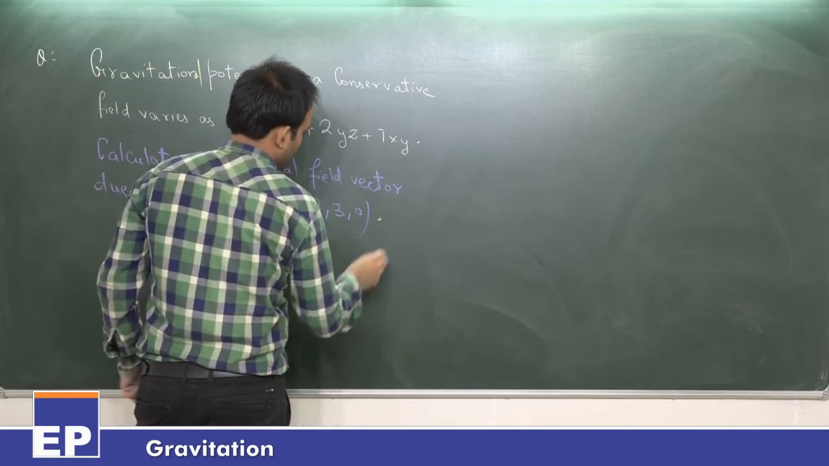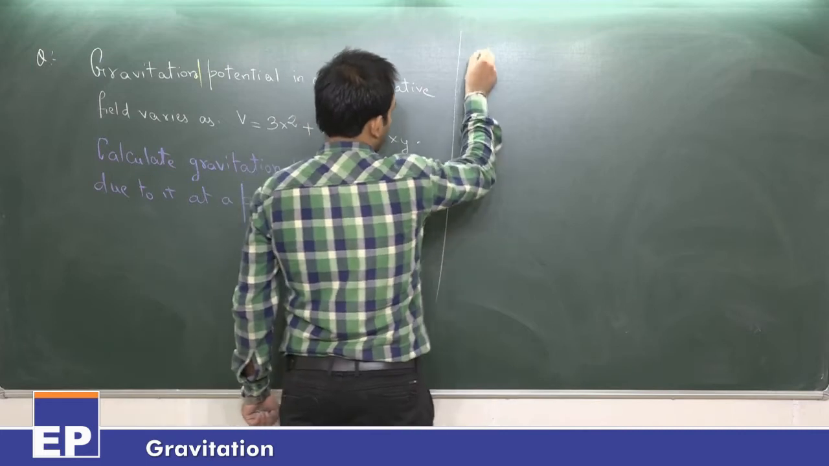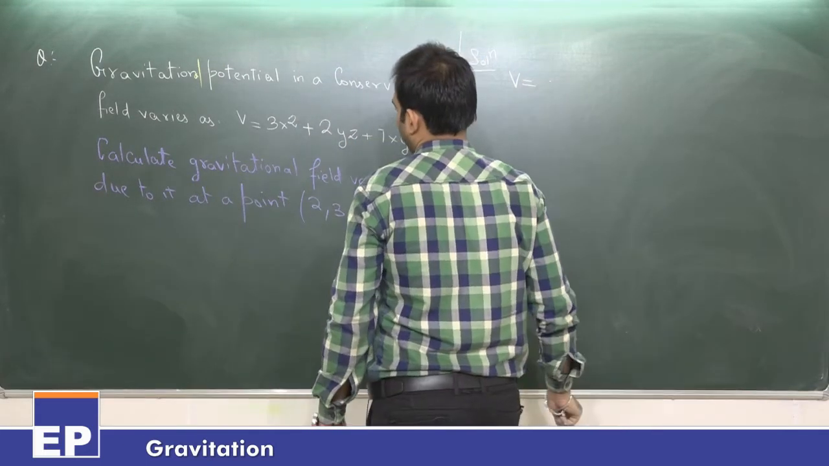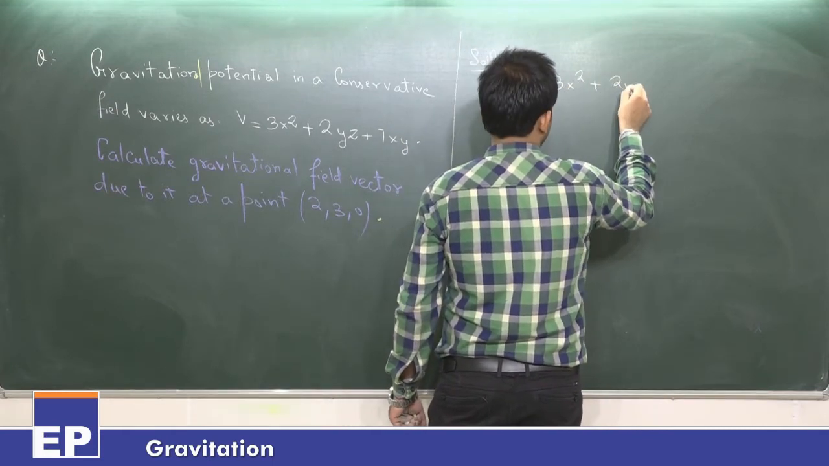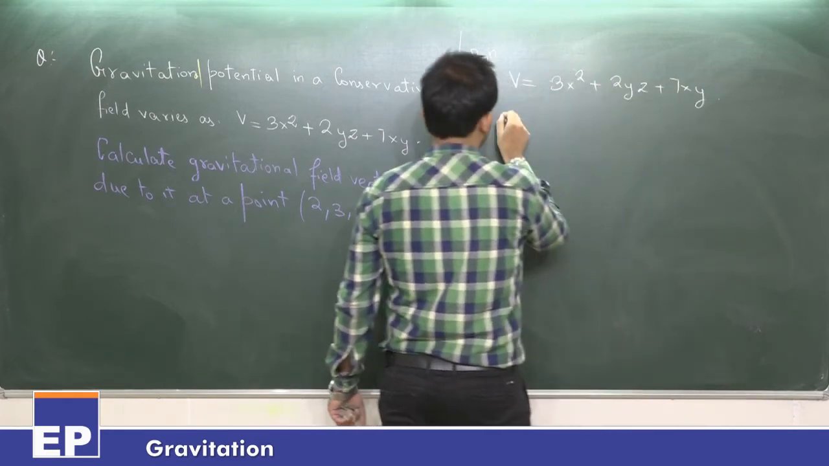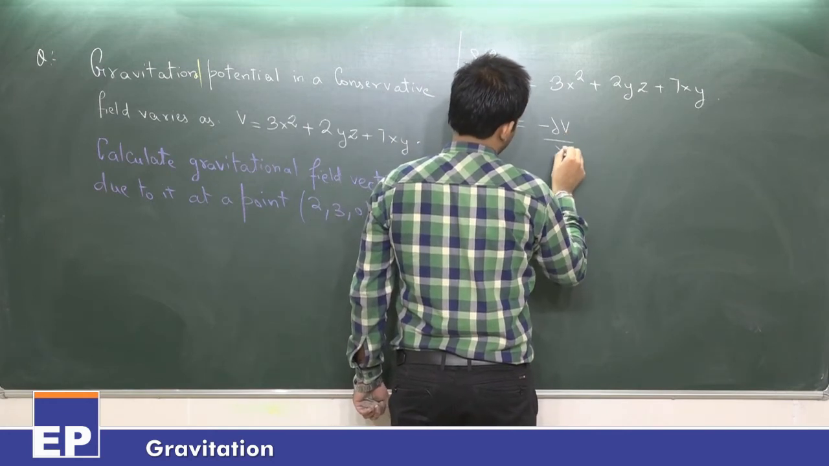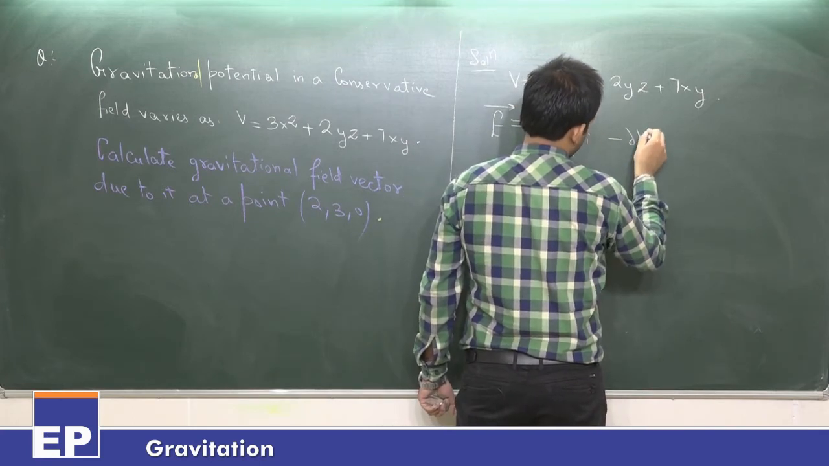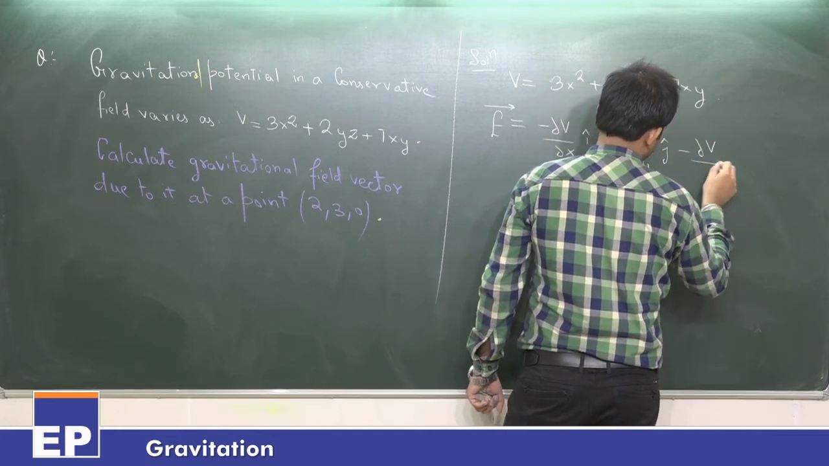Gravitational. Now we have given the potential function. What is the potential function? So V is equal to, given, 3x square plus 2yz plus 7xy. Now what is field? That is minus del V by del x i cap, minus del V by del y j cap, minus del V by del z k cap.